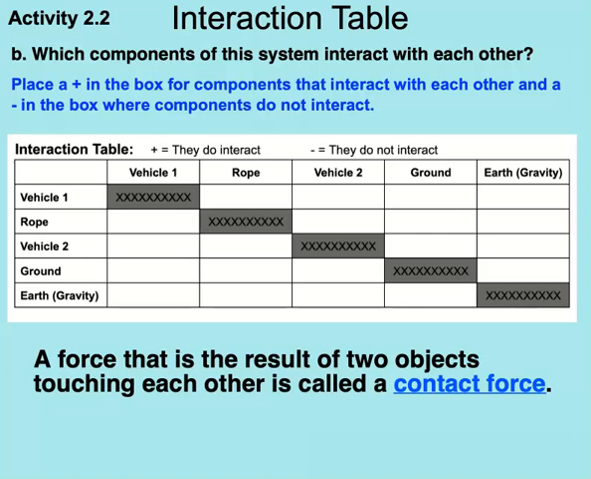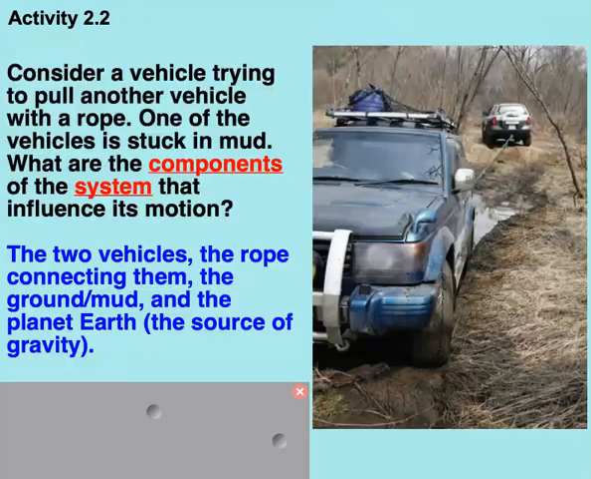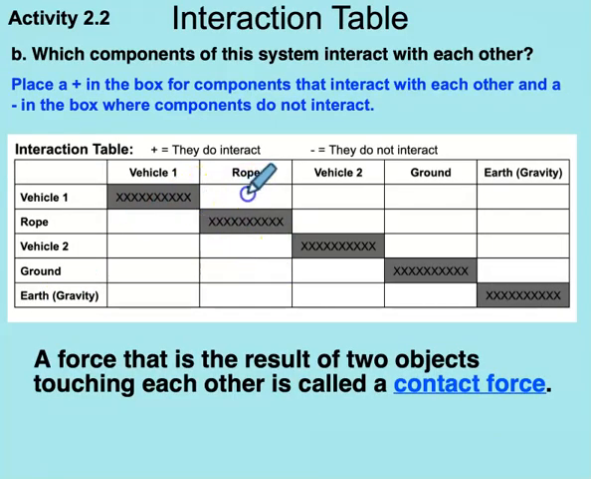So I'm going to grab a pen, and let's go with green. What we're going to do is decide which components of this system interact with each other. These are the different components that we talked about. We're going to place a plus in a box for components that interact with each other, and a minus sign, not an X, in the box where components do not interact. So does vehicle 1 interact with a rope? If we go back to this, yeah, they're touching. So go ahead and draw in a plus there.